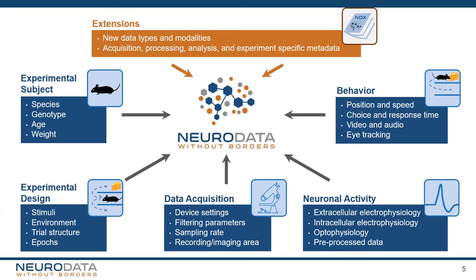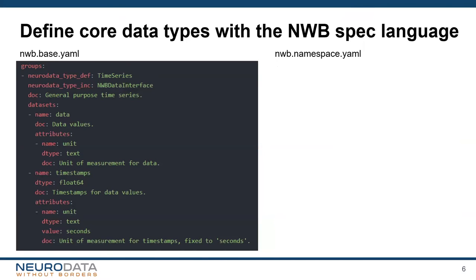To understand that, we first have to delve into how the core NWB standard is defined. The core NWB schema is simply a set of YAML files that look something like this. The schema files define a set of groups and data sets which have certain required and optional key value pairs and can contain definitions of groups, data sets, attributes, and links. How these schema files are structured is governed by the NWB specification language.